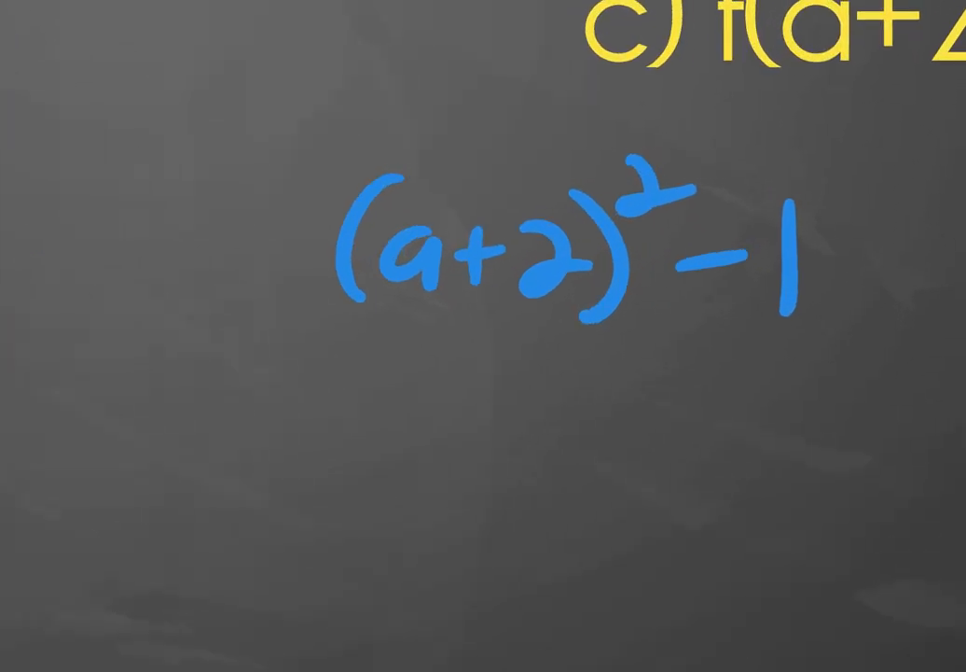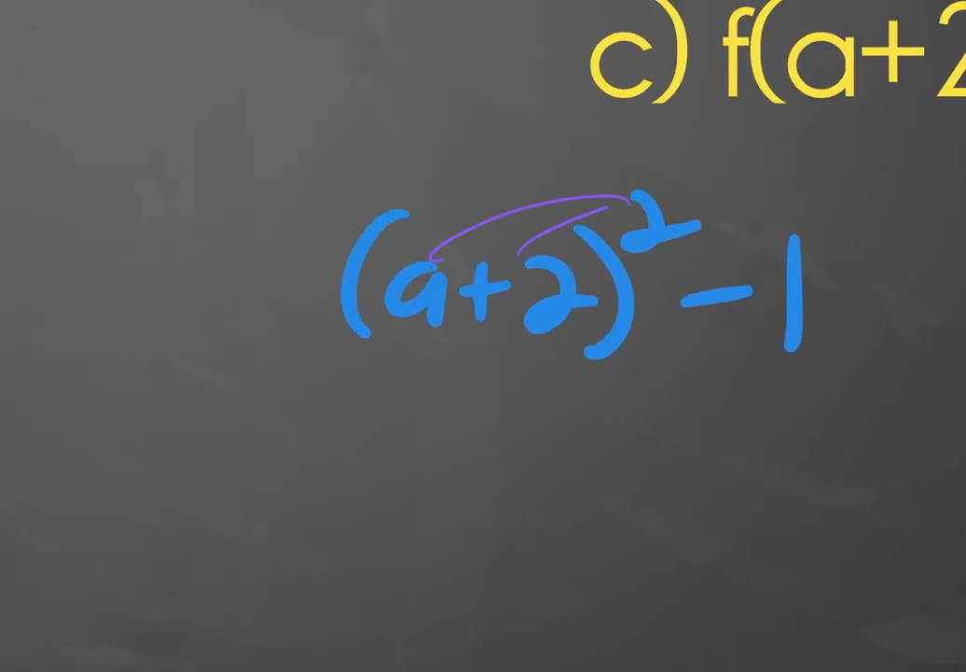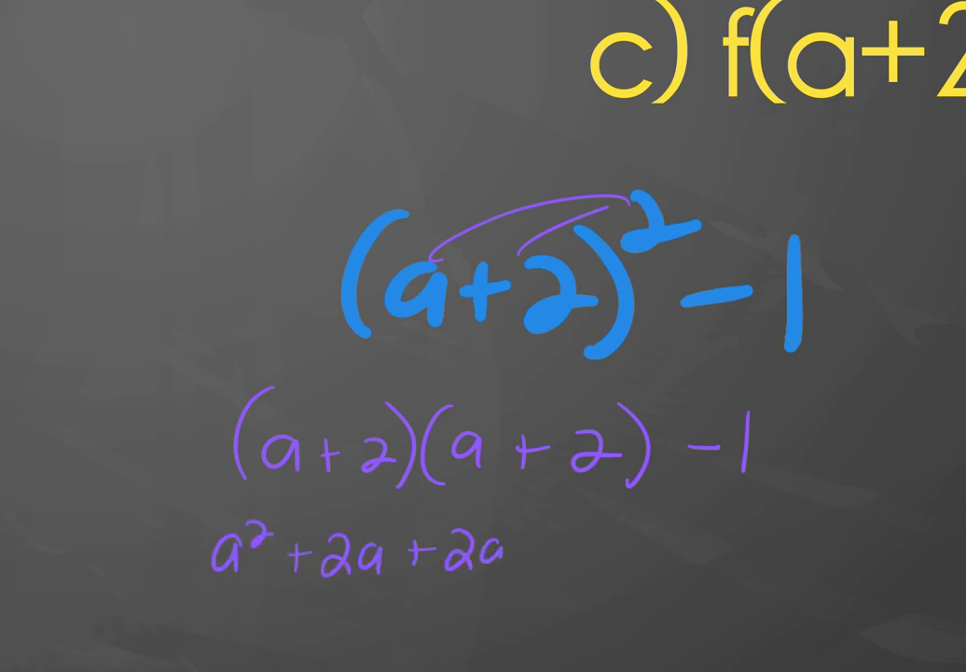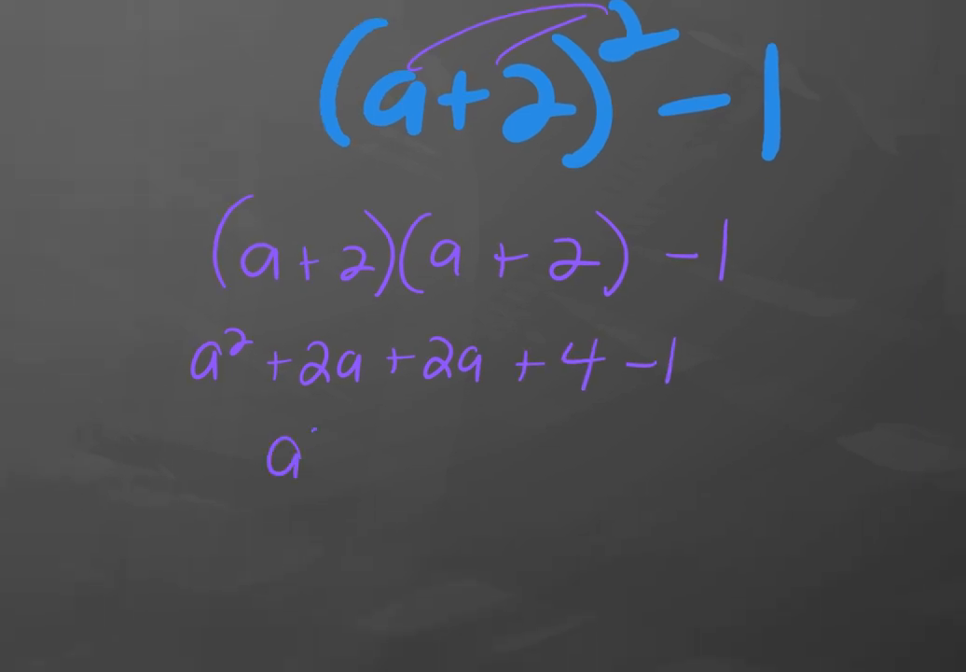Now what you do not do is distribute this 2. That is not a squared plus 4. That is wrong. You have to either expand and FOIL this or use the shortcut. So I'm going to expand and then I'll go over the shortcut. But this is a plus 2 times a plus 2 minus 1. And then it's first, so a squared, outer 2a, inner 2a, last 4, minus 1. And then we combine our like terms. a squared plus 4a plus 3. You have to simplify if you can. So you can't just leave it as a plus 2 squared minus 1.